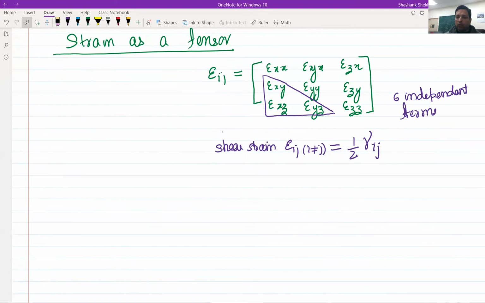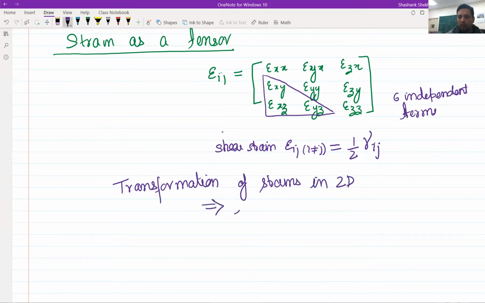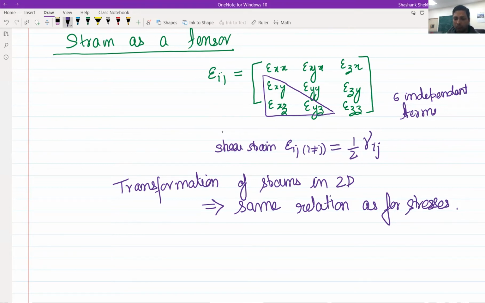Okay, so now that we have the strain as a tensor form, we can also apply the transformation. If you remember, we had a relation for transformation of stresses in 2D. Similarly, we can have transformation of strains in 2D. And the relationship is the same relation as you had for stresses. So that is the beauty of defining it this way. We are able to use the same relations and you don't have to derive it separately and everything can be used as it is. Whatever you use for stresses, you can use it for strains. Just keep in mind that epsilon ij is equal to 1/2 gamma ij.